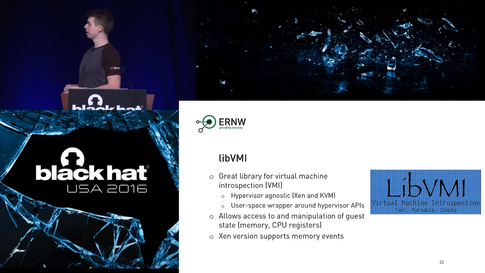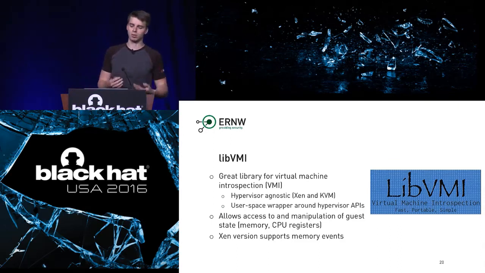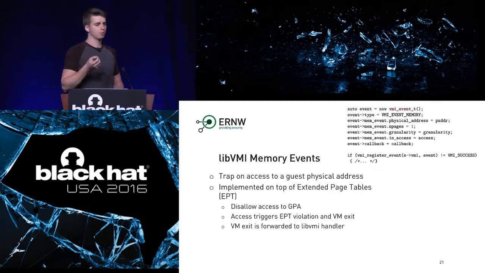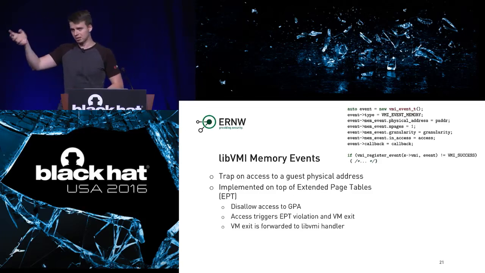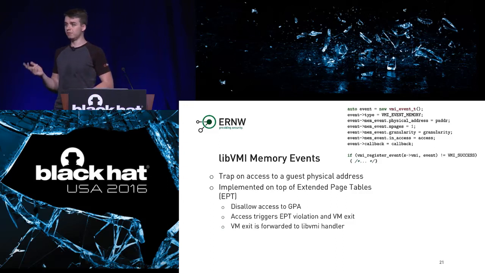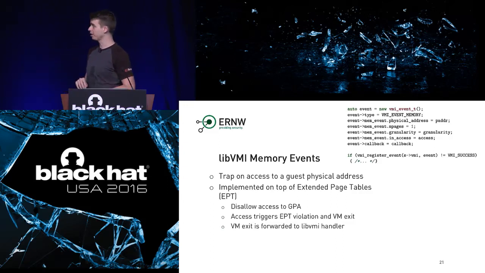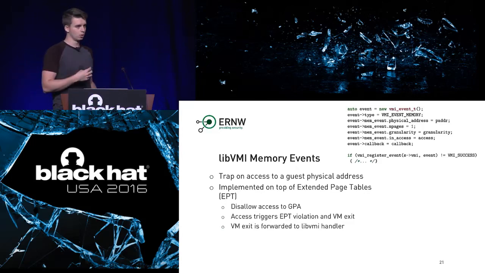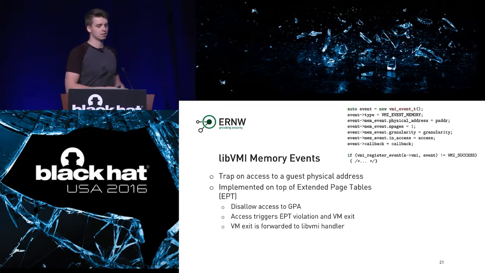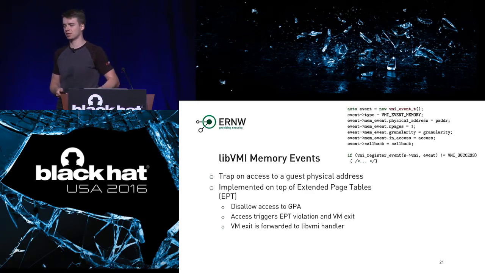And more interestingly, the Xen version supports a feature called memory events. And memory events allow me to trap on an access to a guest physical address. So every time my nested hypervisor or its virtual machines access a certain guest physical address, this will trigger an EPT violation. It's implemented using extended page tables. It will trigger an EPT violation and a VM exit, and my tooling gets control, so my handler gets called, so I can analyze what triggered this memory access and if it's interesting.